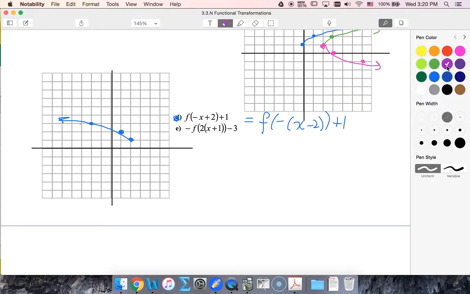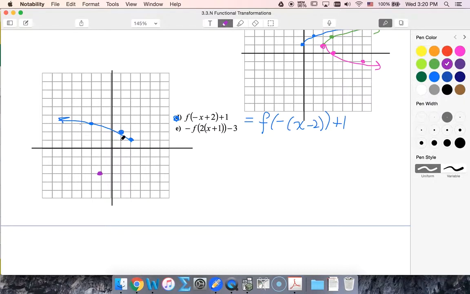All right, looking at E, so I'm going to reflect it over the x-axis, move it down 3. I'm going to take all my x values and divide them by 2, and then move them 1 to the left. So I'm going to take (0, 0). When I reflect it, it stays here. I'm going to move it down 3. 0 divided by 2 is still 0, and then I'm going to move it 1 to the left.